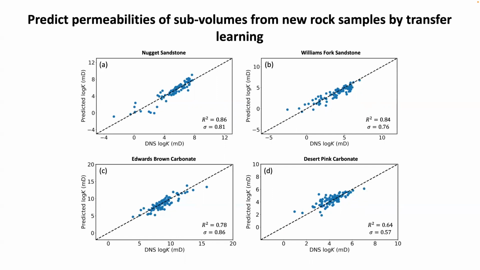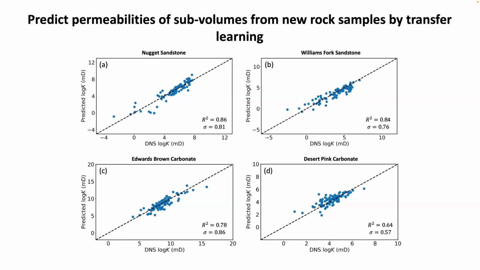To make the CNN surrogate models robust to new digital rock samples, we propose to fine-tune the last fully connected layers using a few labeled data before predicting permeabilities of the whole set of subvolumes. As mentioned before, this procedure is referred to as transfer learning.